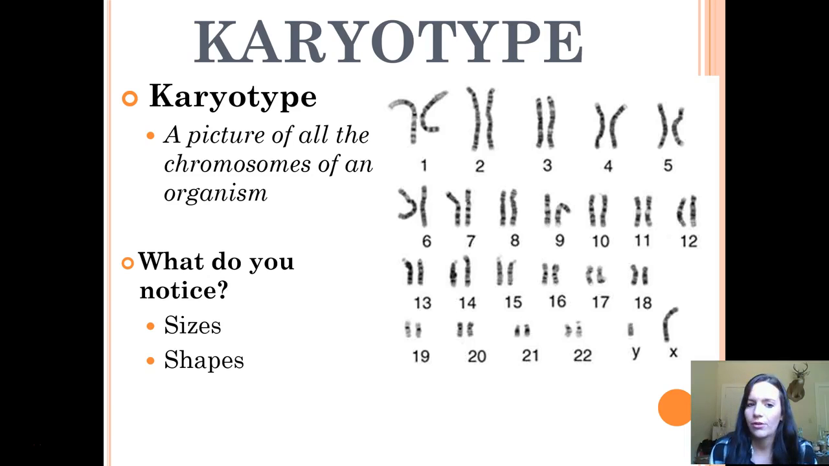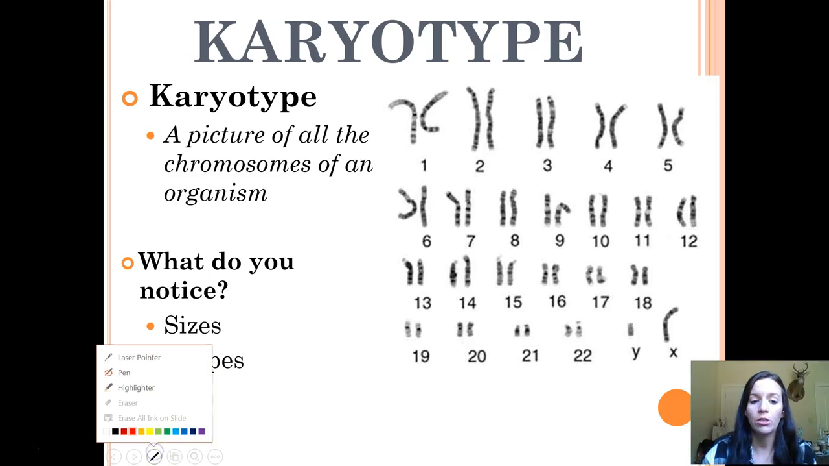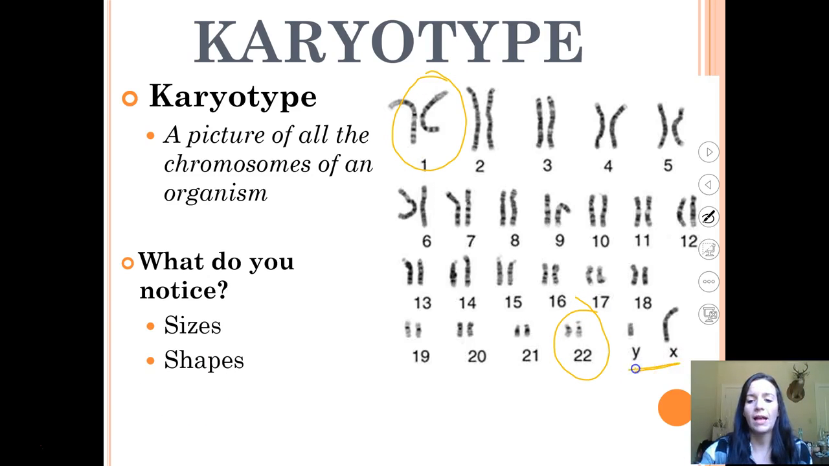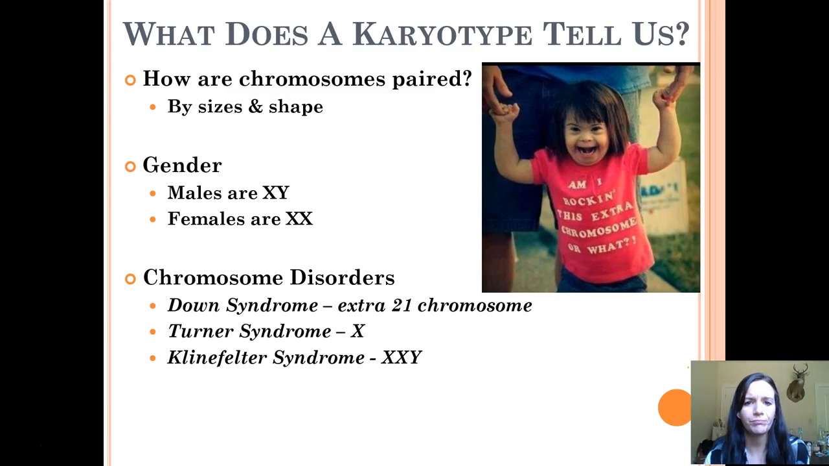There are other things chromosomes can tell us, things such as a karyotype. A karyotype is a picture of all the chromosomes of an organism. But what do you notice? Look at the sizes and the shapes of each. As you start at 1 versus 22, you notice the shape changing quite a bit. We start out pretty large here and pretty small here. You also see X and Y, which are the sex chromosomes, which we'll talk about more in a minute.